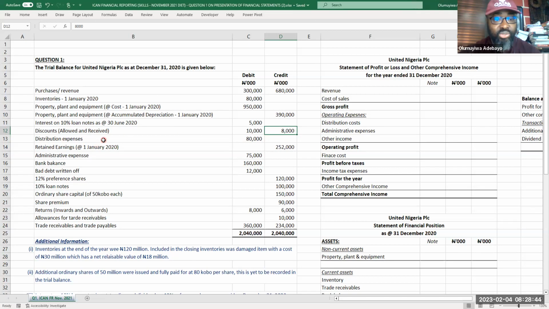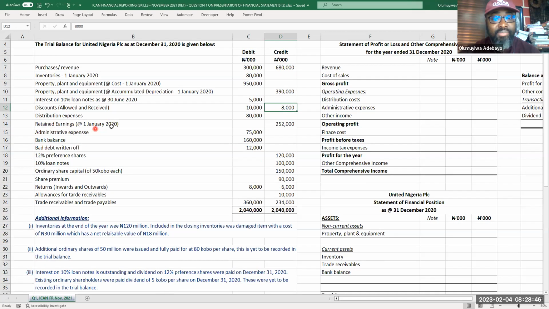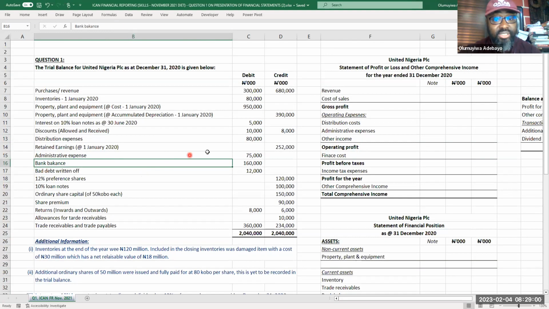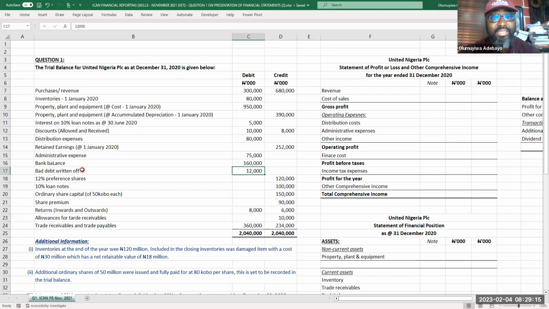Distribution expense was given to us. Retained earnings as at the beginning of the year was in credits, which means we have been making profit over years, okay? And that is a portion that is here to be distributed by way of dividend. Okay, administrative expenses is given to us. Bank balance is given to us. Bad debt written off, which is a charge, is an expense. That is, those receivables that are already bad, which means you cannot collect again.